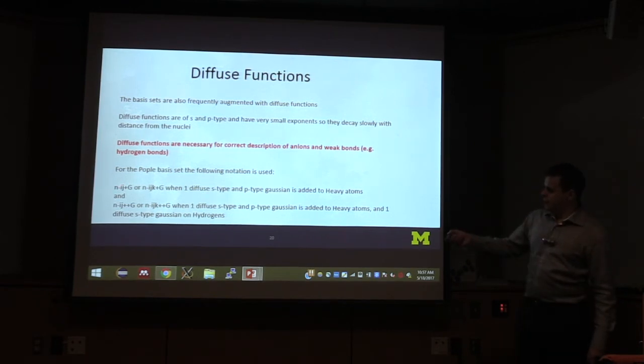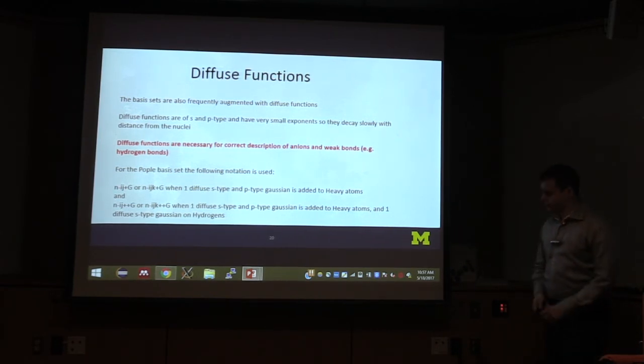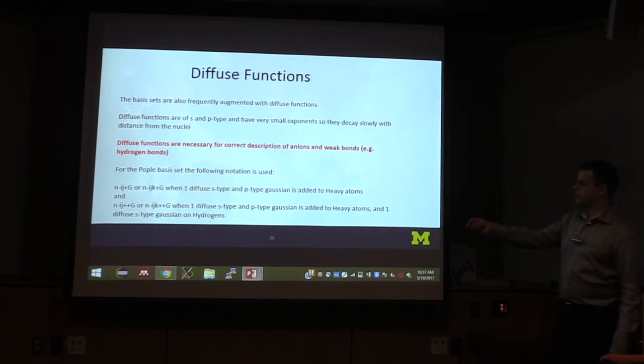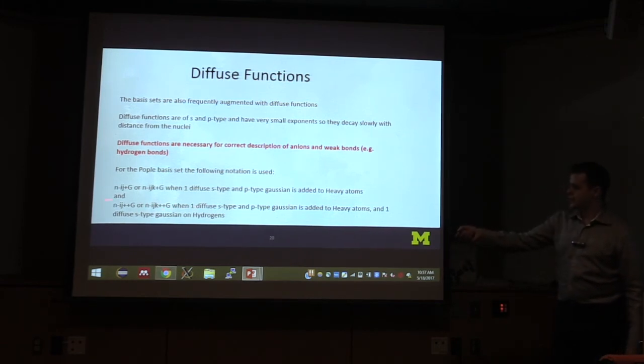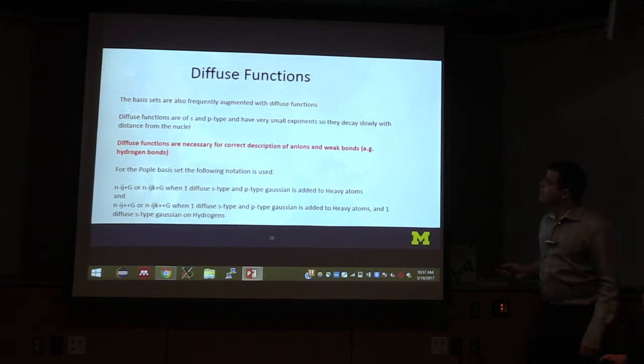For the Pople basis set, the following notation is used. You add a little plus when you're adding one diffuse S and P type, and you add 2 pluses when you're adding a diffuse S and P type to the heavy atoms, and 1 diffuse S type to the hydrogens. So this notation means you're adding extra diffuse functions to hydrogen.